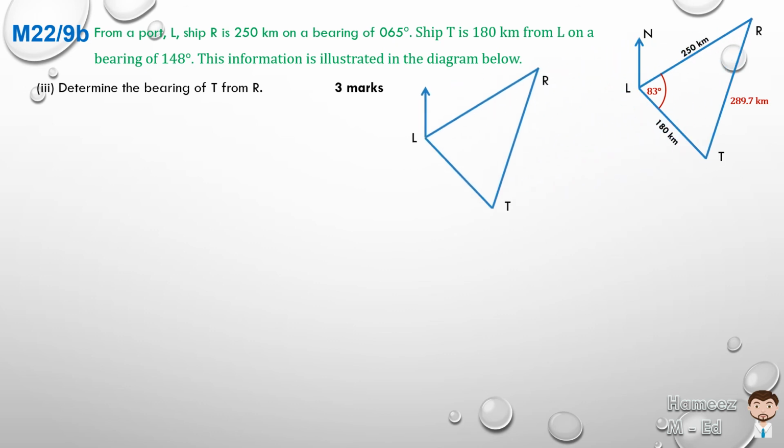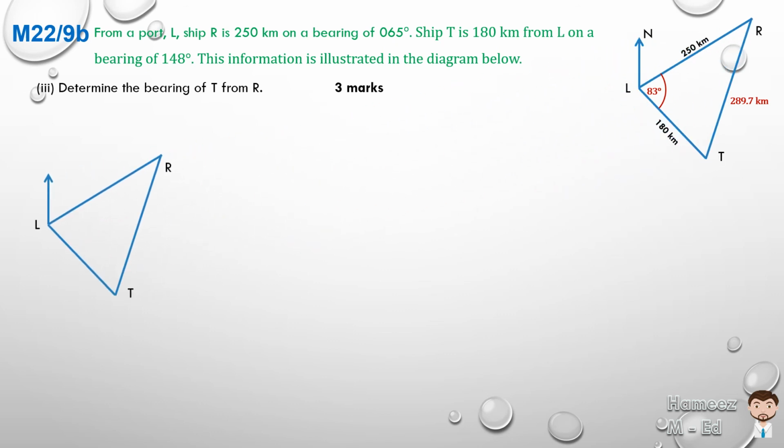So let's extract that point R and let's put a north line on it in black. And if we're turning in a clockwise direction, we'll be turning along a green arc until we're facing the direction of T.